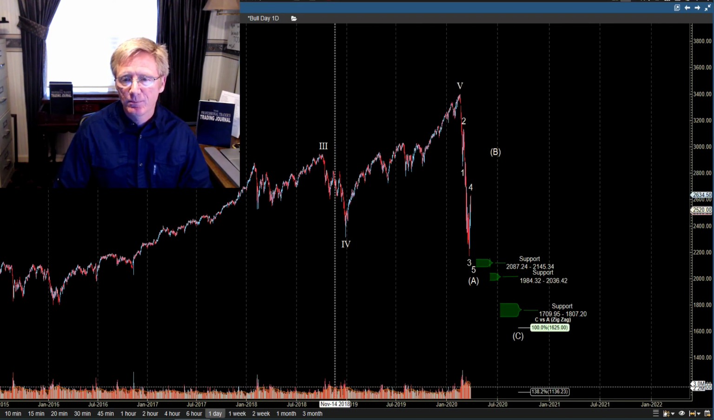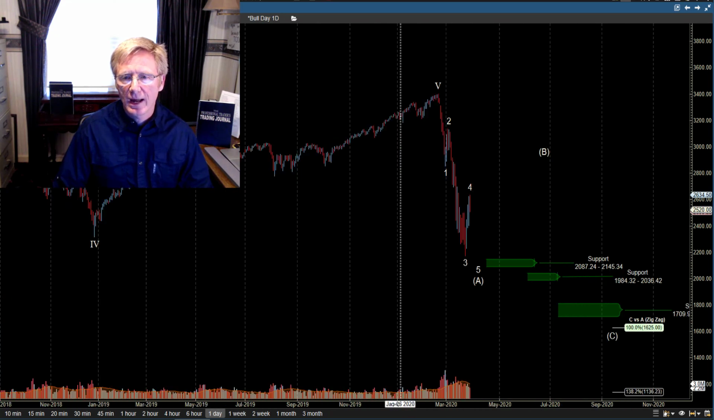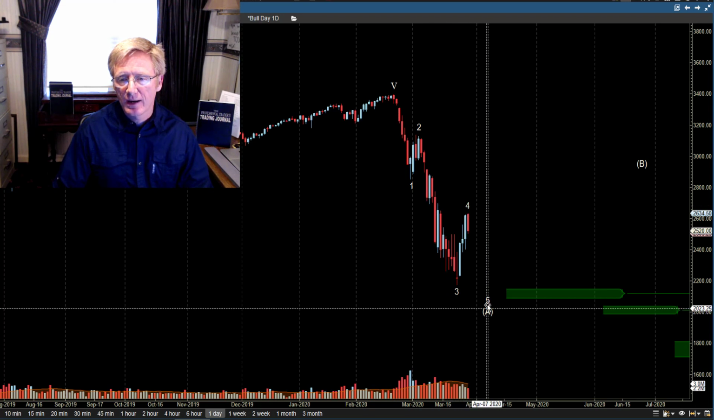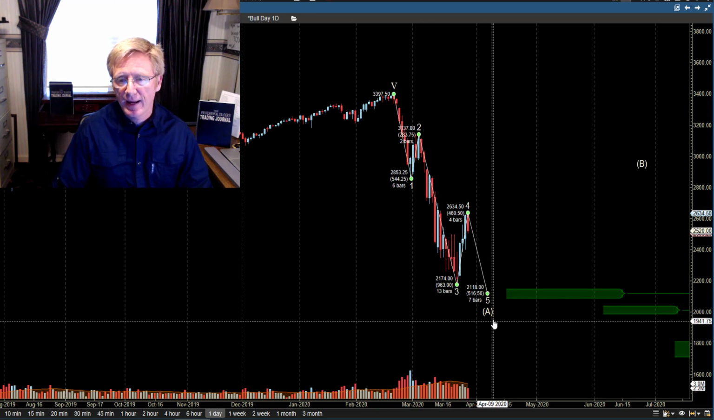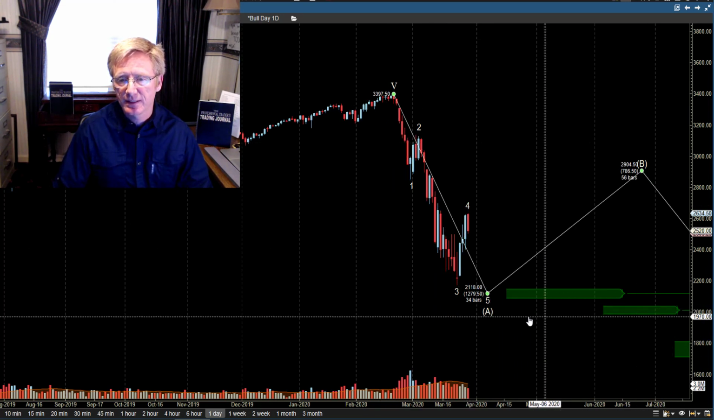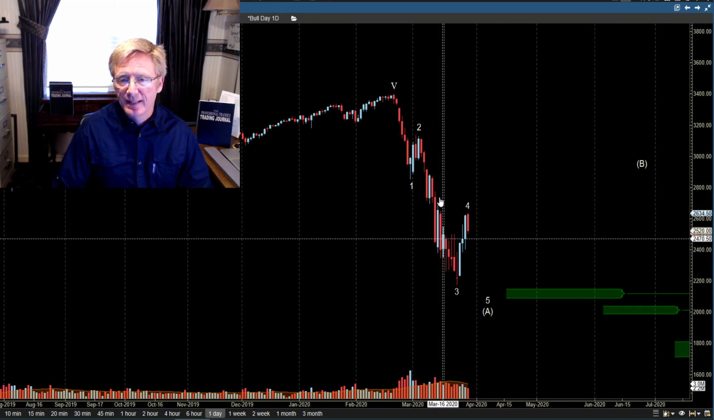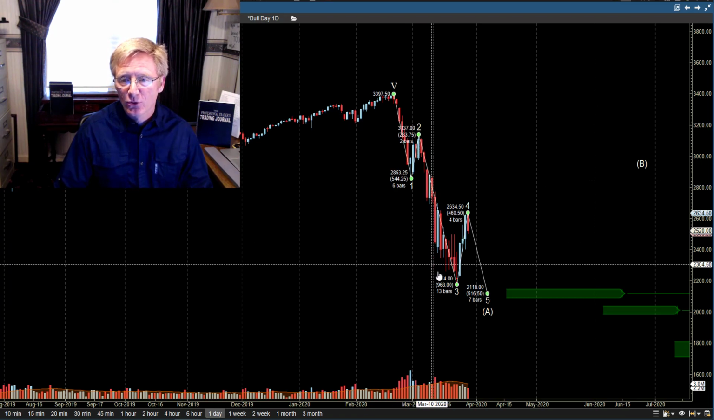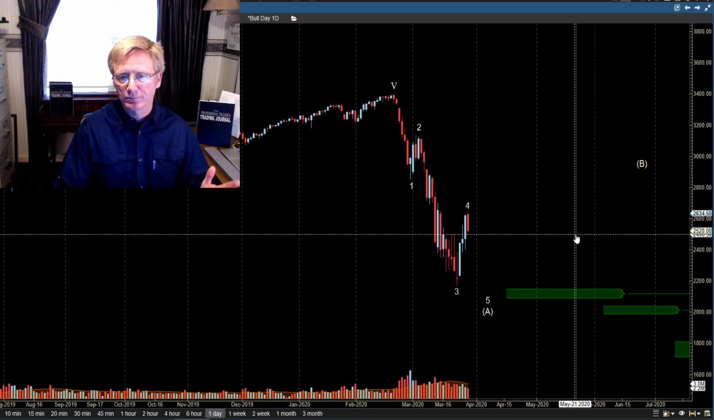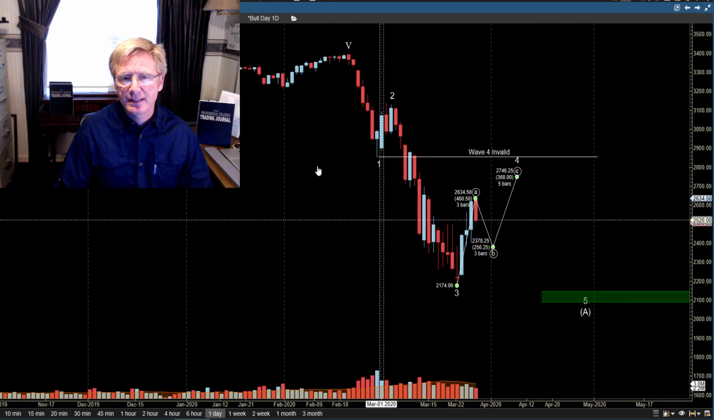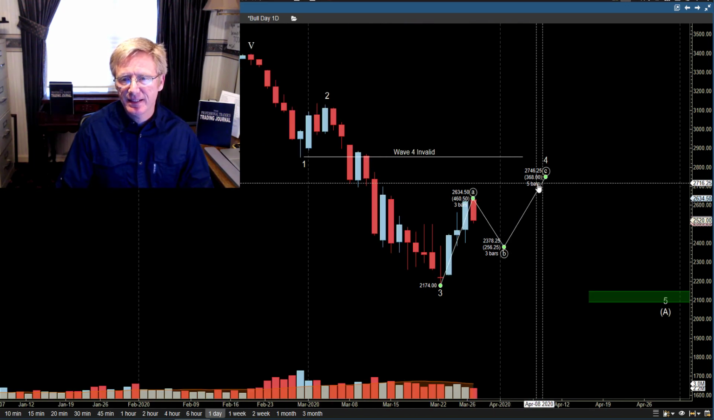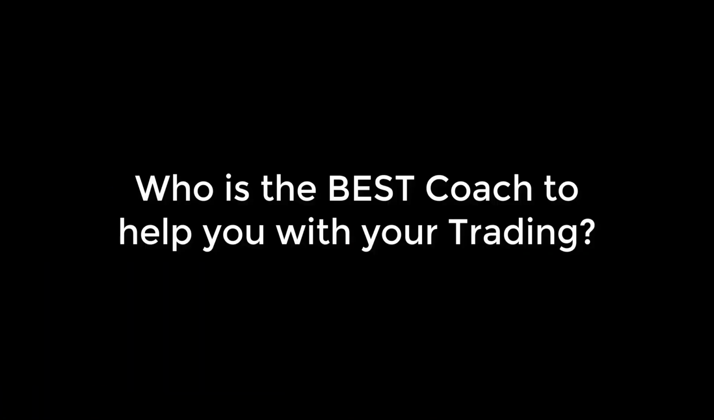So on the bearish count, I have 1, 2, 3, 4, 5. That's how I'm looking for A, and then B would come up here and then C down. So on the daily chart, this looks fine. 1, 2, 3, 4, 5. It looks fine. But if you dig down deeper, this may actually be an ABC here, and let me tell you why.